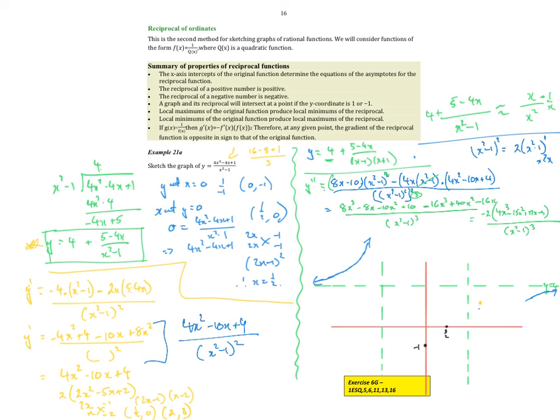So, does that look all right? I've got an 8x cubed there, I've got negative 30x squared, I should have 24x, 8x plus 16x is a 24x, and a 10 divided by 2. Good, that looks about right. So, there's my second derivative.